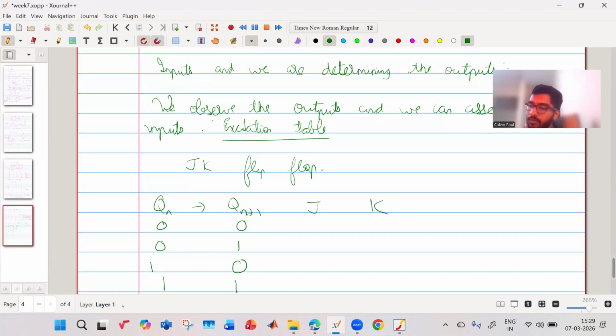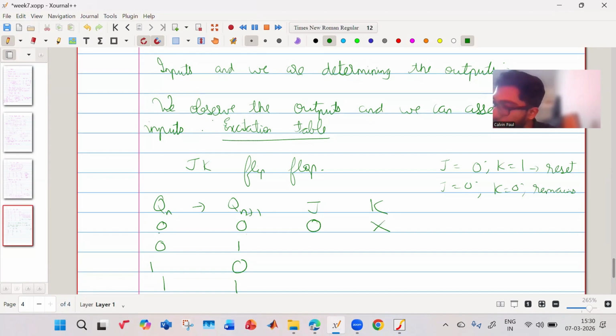Now Qn is 0 and Qn plus 1 is 0. That could mean your J could have been 0 and K could have been 1. In that case, the reset action is happening, and since it is already 0, it will remain 0. But if J was equal to 0 and K was equal to 0, it remains at its previous value. And if the previous value was 0, Qn plus 1 also is 0. So there are two conditions. J has to be 0, but K could be 1 or K could be 0. That is why it is marked as an X. It could be 0 or 1.